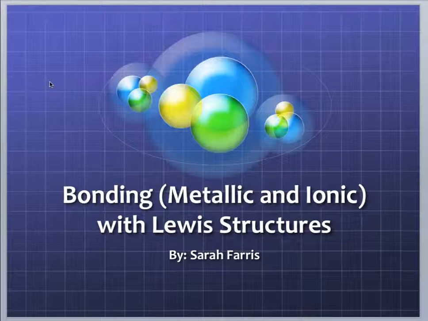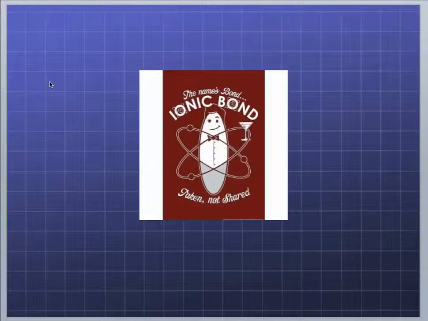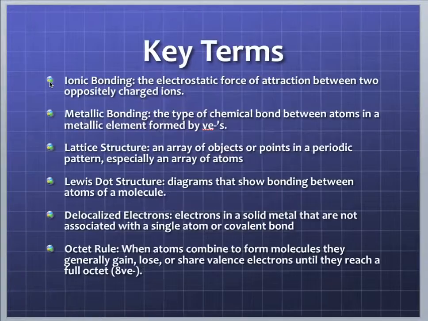Enough about that. Okay, bonding: metallic and ionic with Lewis structures. That was my subject. Here's your joke. Very funny, I know. Key terms are in here: ionic bonding, metallic bonding, lattice structure, Lewis dot structure, delocalized electrons, and octet rule.